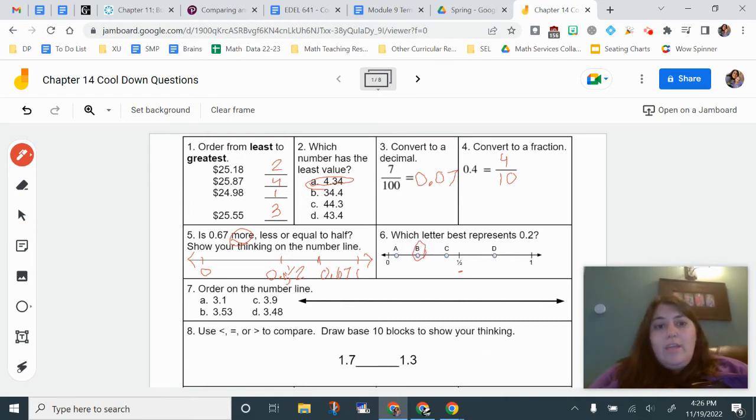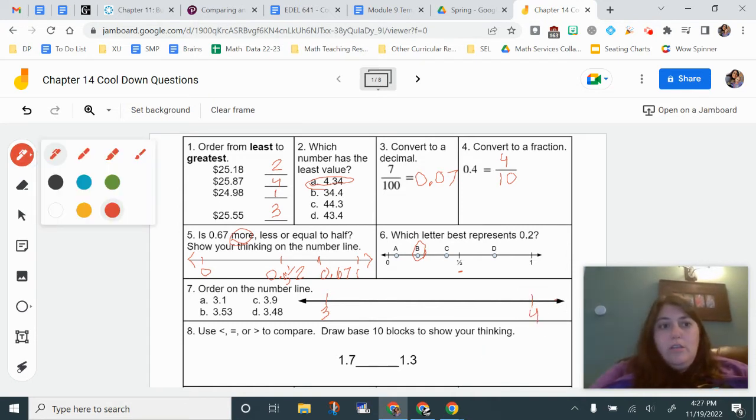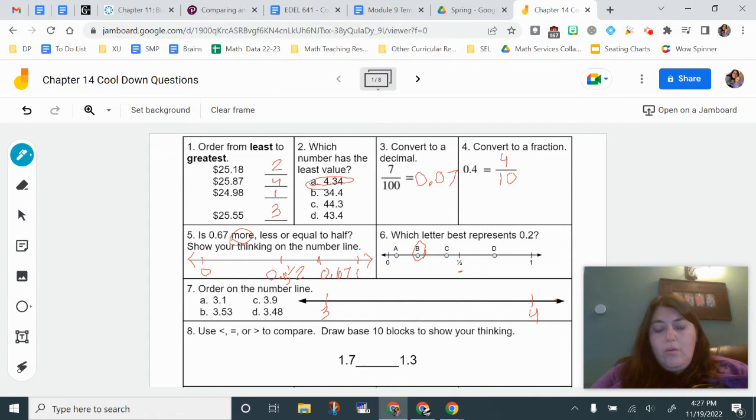Looking at number 7, let's order these on a number line. Again, I do not have to start at 0. I don't have to equally partition. I am just simply looking to get these in order. So I think I'm going to put my benchmarks here of 3, and over here my benchmark of 4. I'm going to change colors here to get us a little more detail. So I'm going to start with 3 and 1/10, which is going to go pretty close to 3. And for the ease of drawing on the screen, I'm just going to write A because that's what I had there.